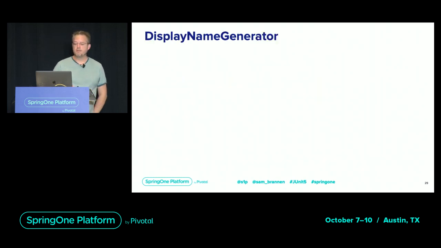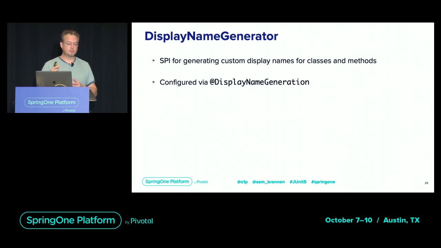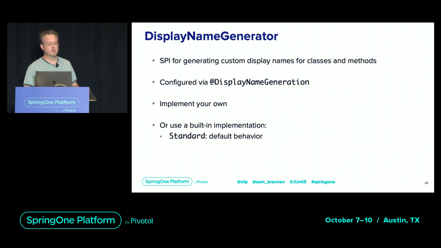This is DisplayNameGenerator. By default, it's just going to take the technical name of the method or of the test class, or we're going to look at the DisplayName annotation, but you can also implement this SPI to generate your own custom display names for classes and methods. And you configure that with the DisplayNameGeneration annotation pointing to your implementation or the one you want to use, or you can use one of the built-in ones. The standard one is what I just mentioned. You would only need to reference that if you wanted to override some other custom configuration.